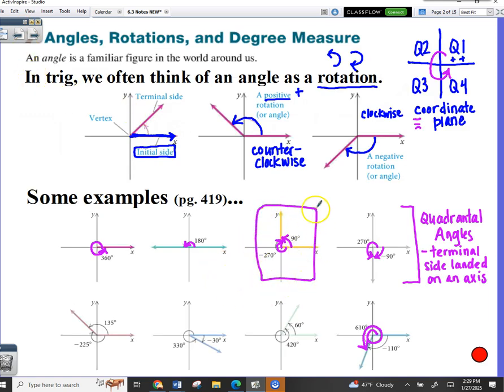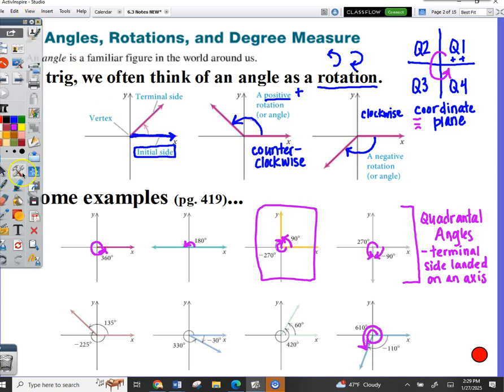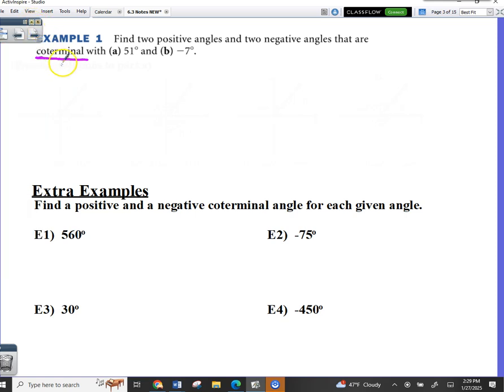So I'm going to come back over here. Here's a perfect example. How many angles did they demonstrate to us on this picture? Well, one of them was 90 and the other one was negative 270, right? There's two angles here. These are coterminal because if you open them up, they land in the same spot.